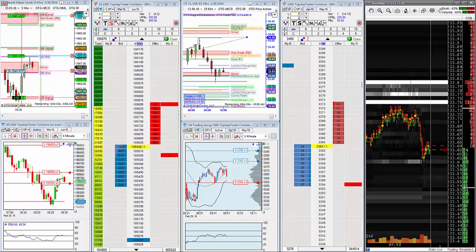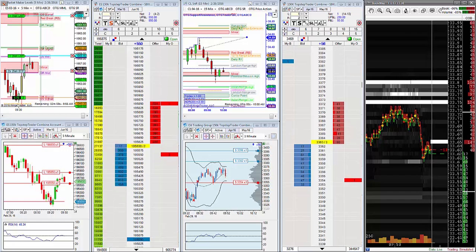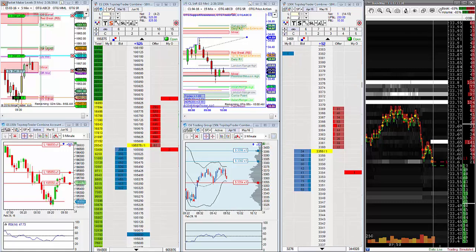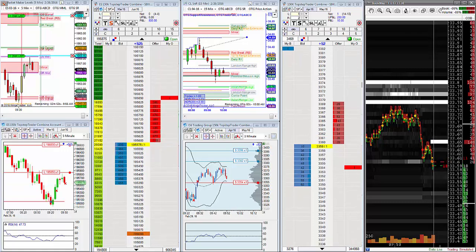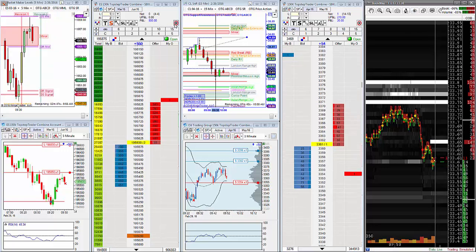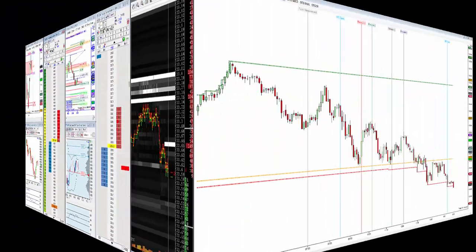54 is the trail stop here. 54 is the trail stop on this CL trade. And out on the ES. That's okay. I'll take $800 on that ES.